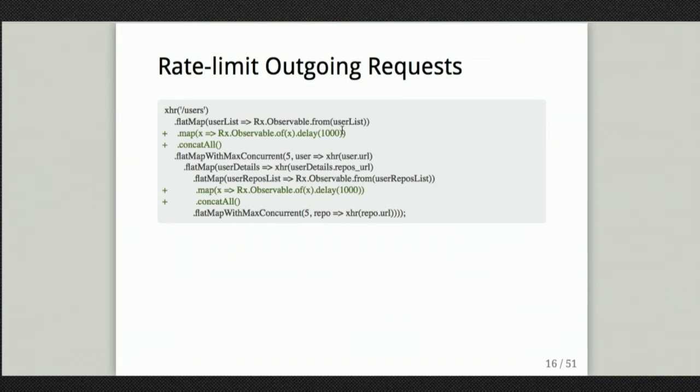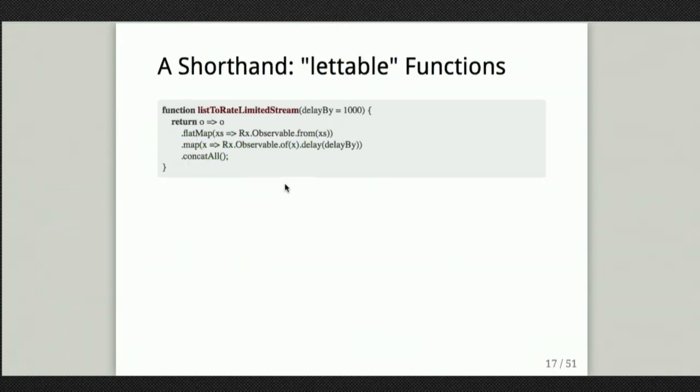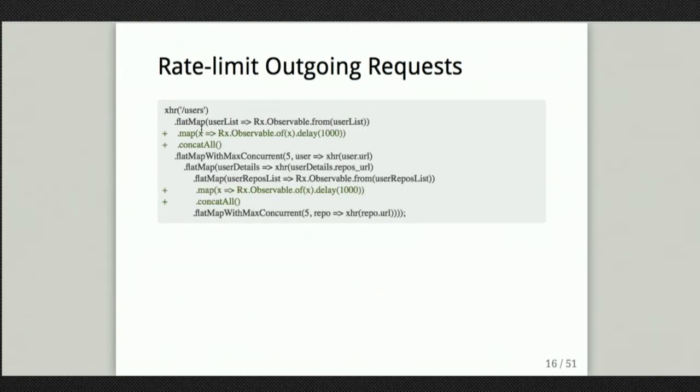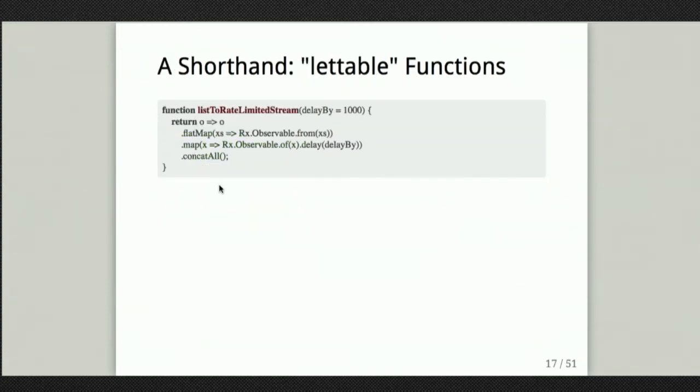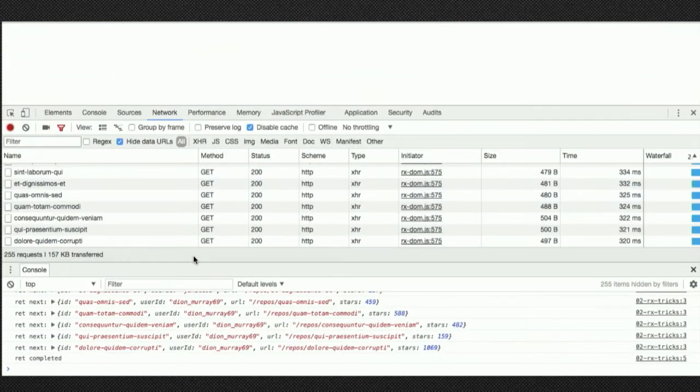So that's going to serve as a second kind of rate limiting, and that's where that comes from. Okay, so that's a little bit of boilerplate, right? We've got to do these 3 extra operators, so what we're going to do is make a shorthand. We're going to use what's called a lettable function. A lettable function is just a way to encapsulate some functionality inside of a function that you can then pull into a stream, okay? So we're going to call this list to rate limited stream, and we're going to give it a default delay of 1 second.